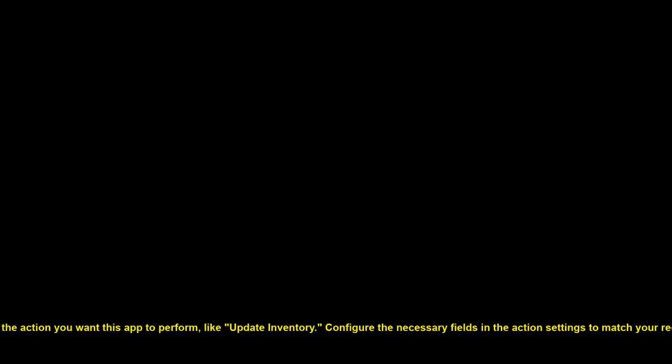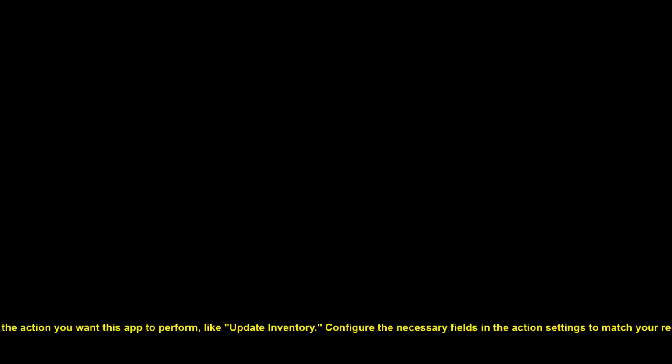After configuring your trigger, click on the plus sign to add another module. Select the app that will handle the next step in your fulfillment process. If using an inventory management app, choose that next. Now, select the action you want this app to perform, like update inventory.